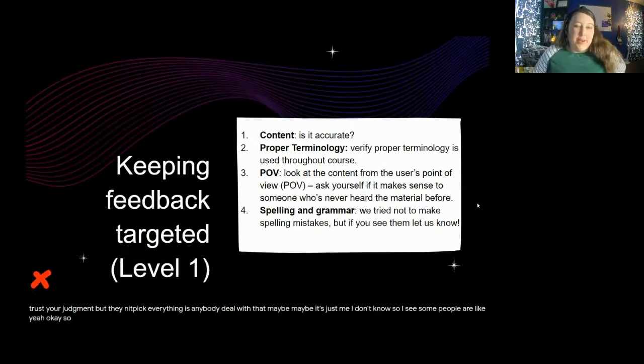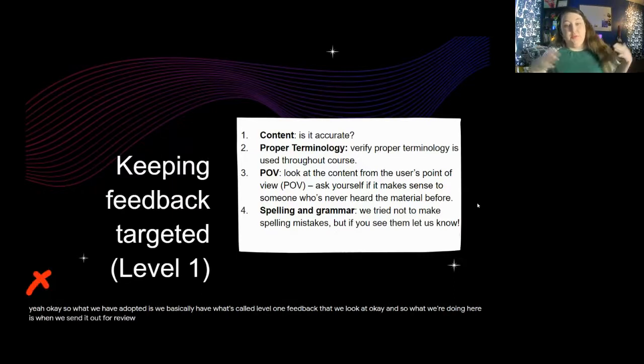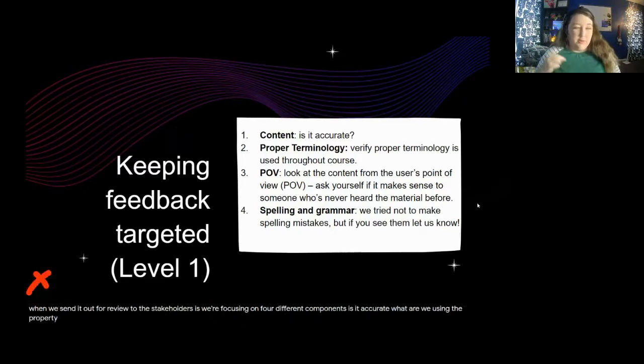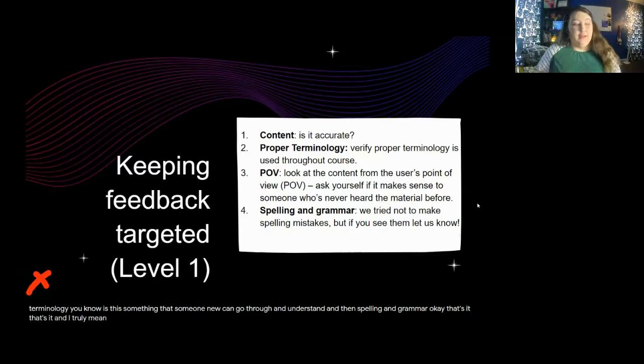So what we have adopted is what's called level 1 feedback that we look at, okay? When we send it out for review to the stakeholders, we're focusing on 4 different components. Is it accurate? Are we using the proper terminology? Is this something that someone new can go through and understand? And then spelling and grammar, okay? That's it. And I truly mean that's it.